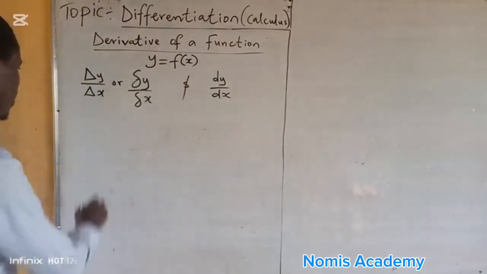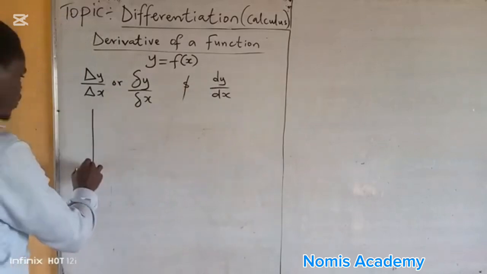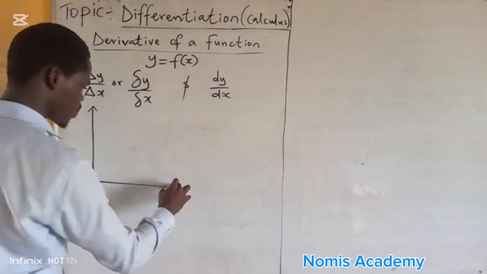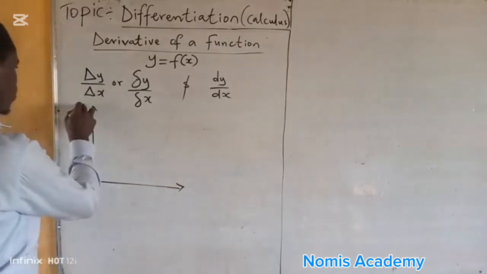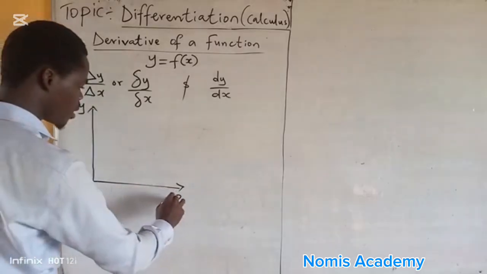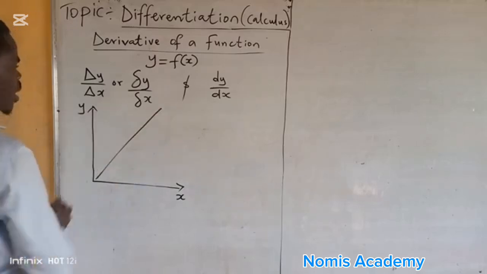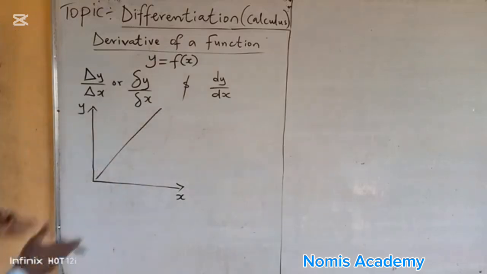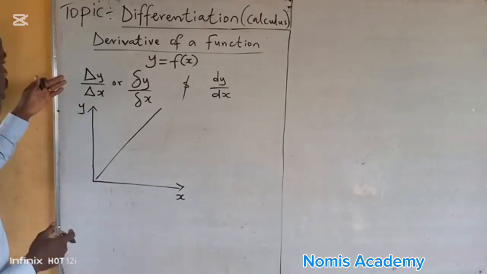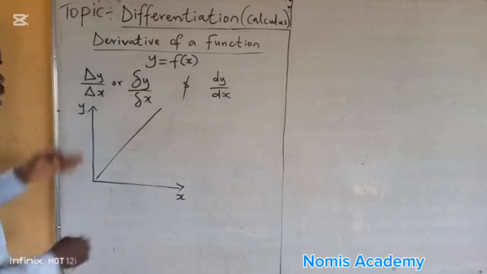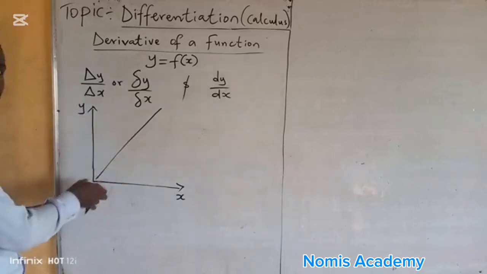Now let's pick a graph. We have a graph of this order. This is the y-axis, and this is the x-axis. And then we have a straight line, which is the line graph. Just like I explained, delta y over delta x is the slope of the line.